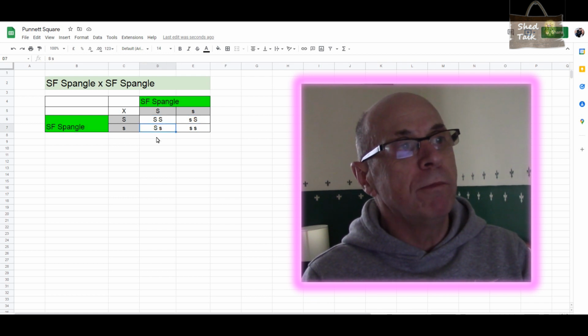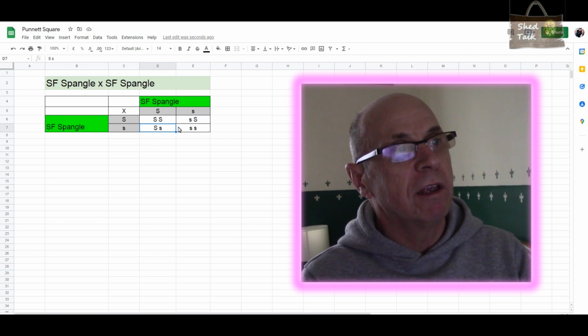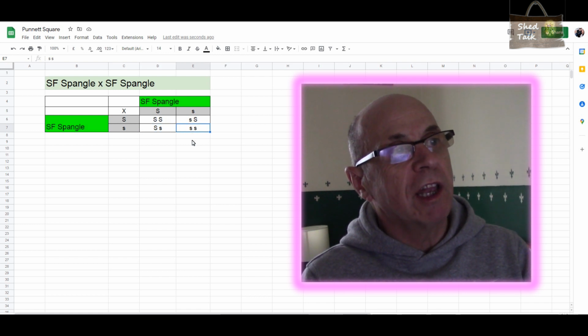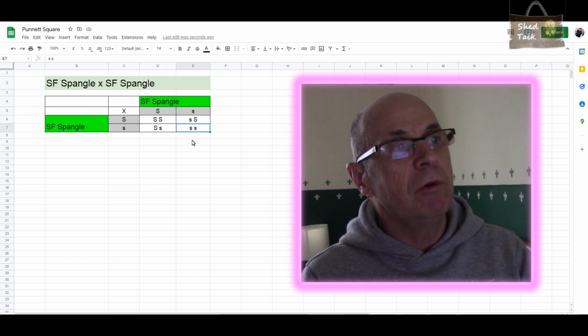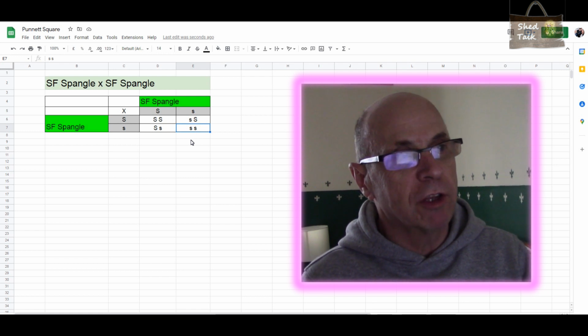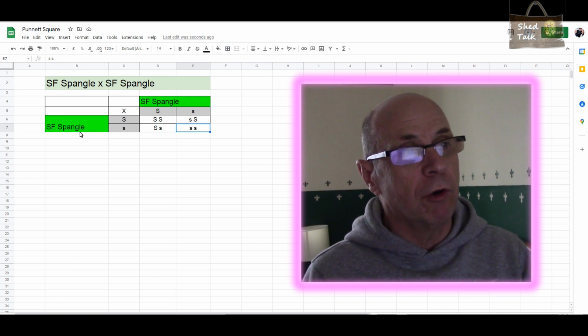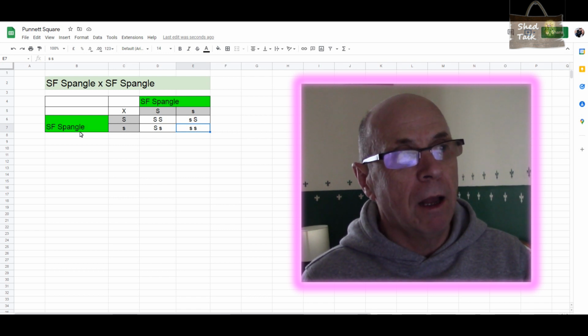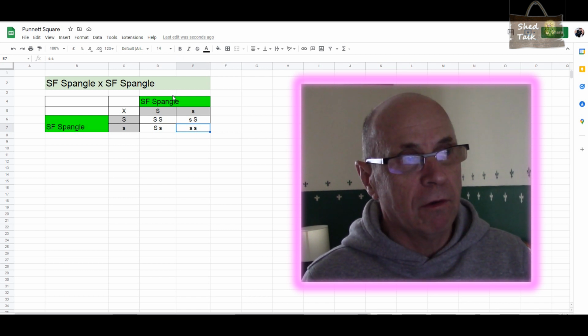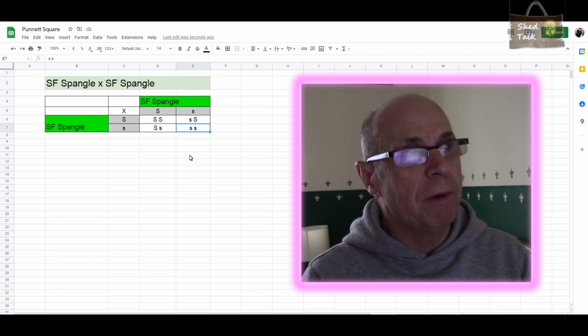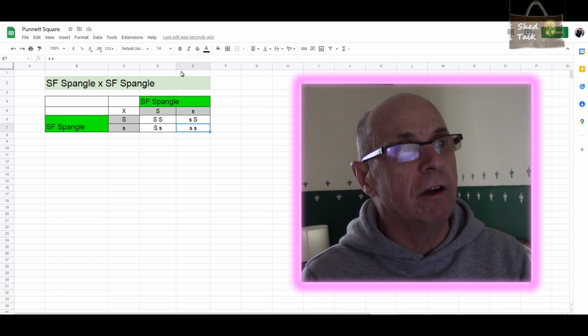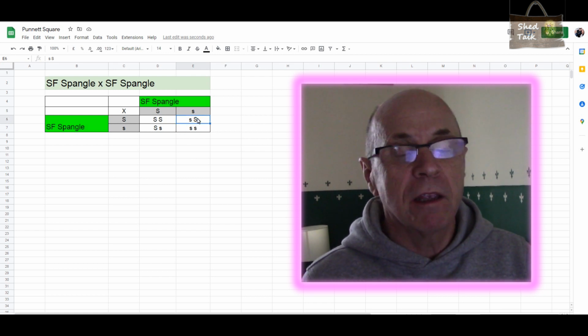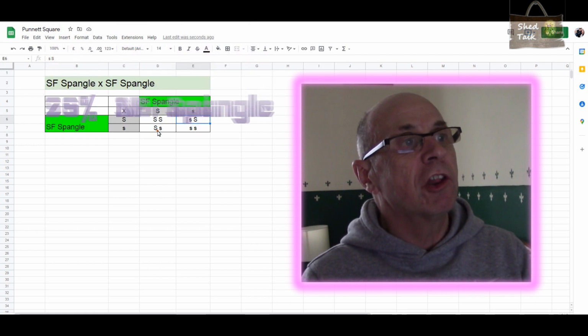Over here we've got one mutated allele, and over here we've got one mutated allele, and so that will give us a single factor Spangle, and here there are none, so that would give us a normal, so a non-Spangle bird. So from two single factor Spangles paired together, we would in effect get 50% of the birds.